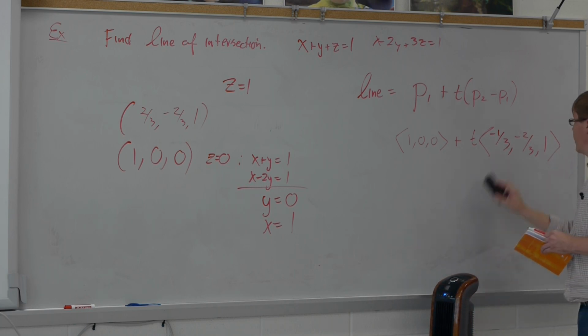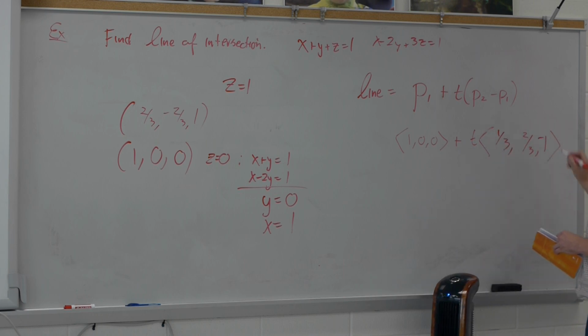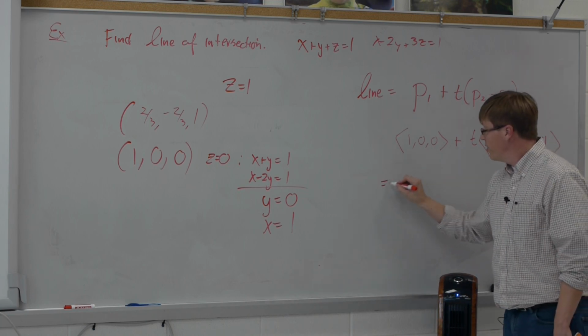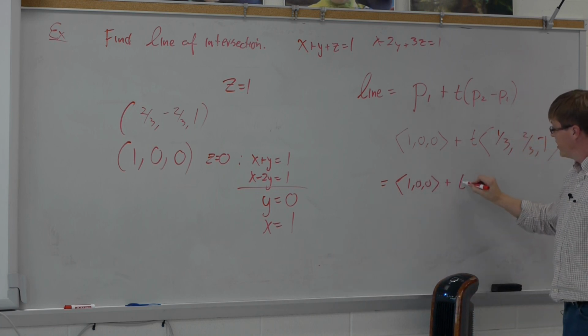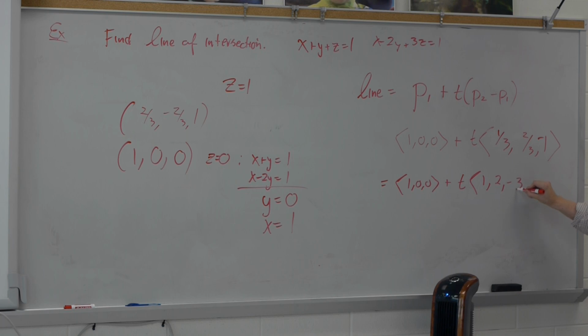Oh, I did it backwards, sorry. Negative 1. Oh, yeah, exactly. Which is the same as 1, 0, 0 plus t times 1, 2, negative 3. Right, why can I do that? Same direction, so I just got rid of the fractions.